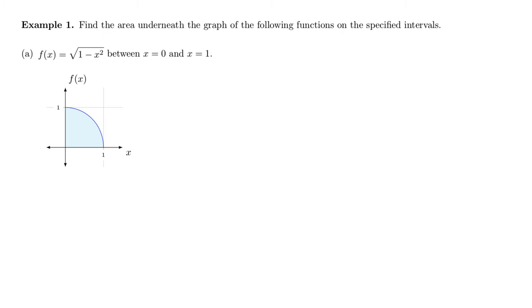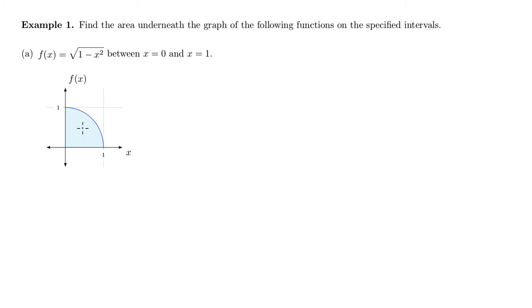Alrighty, so we want to find the area beneath the graph of the following functions on the specified intervals. Okay, so here we have f of x, square root of 1 minus x squared, between x equals 0 and x equals 1. Now this is a very important example because based on our previous conversation about finding areas, your temptation might be to start breaking this up into small pieces, adding them up, and then taking a limit as the number of rectangles we're using is going to infinity.